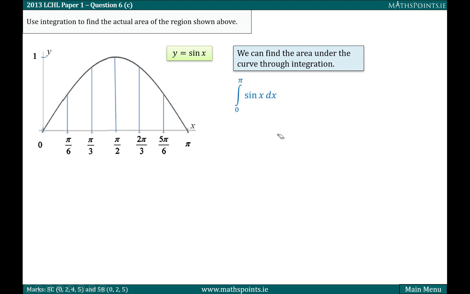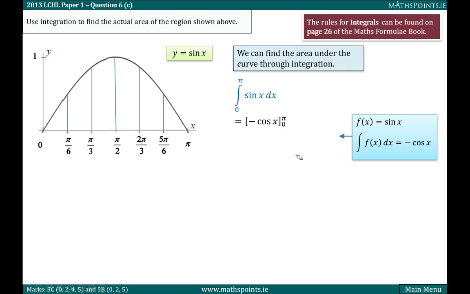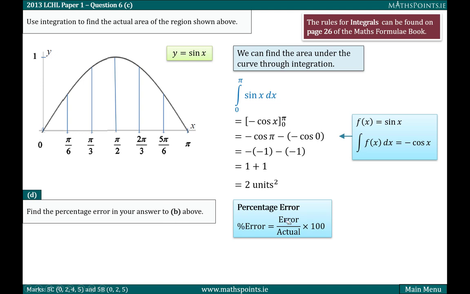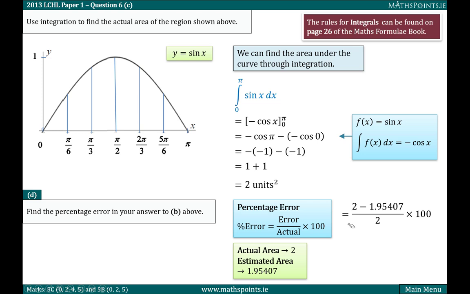The integral of sine of x is minus cos x, so that's in our formula book. We're going to sub in 0 and pi, so minus cos of pi minus the cos of 0. So we get minus minus 1 minus minus 1, which is 1 plus 1, which is 2. Now remember, before our estimated area was 1.95, an underestimation. The actual area is 2, and then we're anticipating that they might ask us for a question about what's the percentage error. So the percentage error is the difference between the two of them, which is 2 minus 1.95407, over the actual, which was 2, and then times it by 100%. So we get a 2.965 or a 2.3% error.